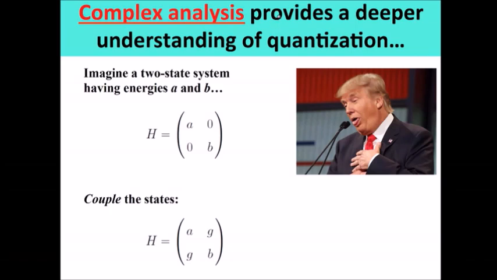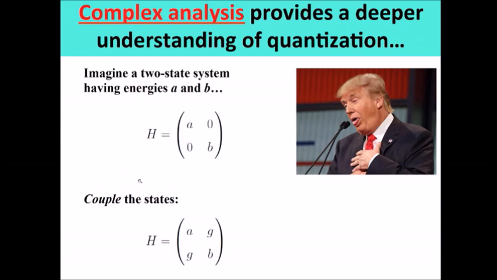And I'm going to show you a much more beautiful understanding of what is really happening when you talk about different energy levels. And as a very simple example, I want you to imagine a two-state quantum system having energies A and B. So it's described by this Hamiltonian. There's one energy A and another energy B, and these states are not interacting, okay?